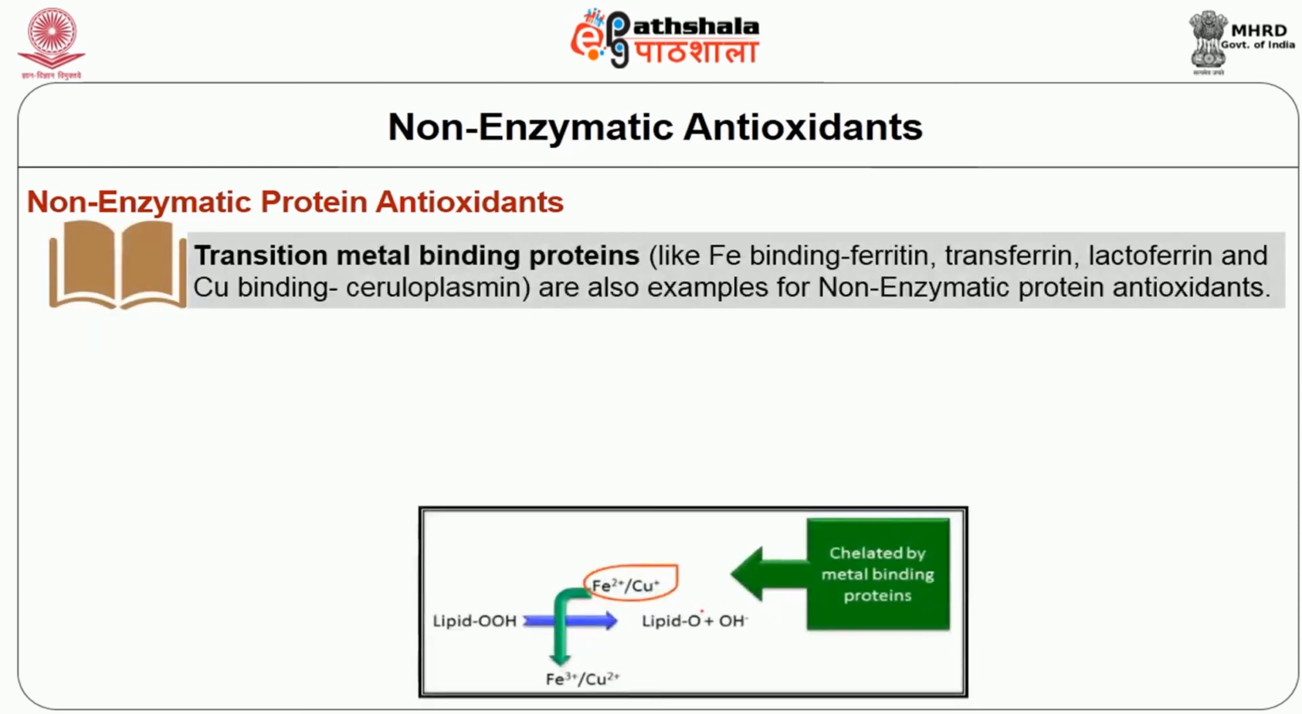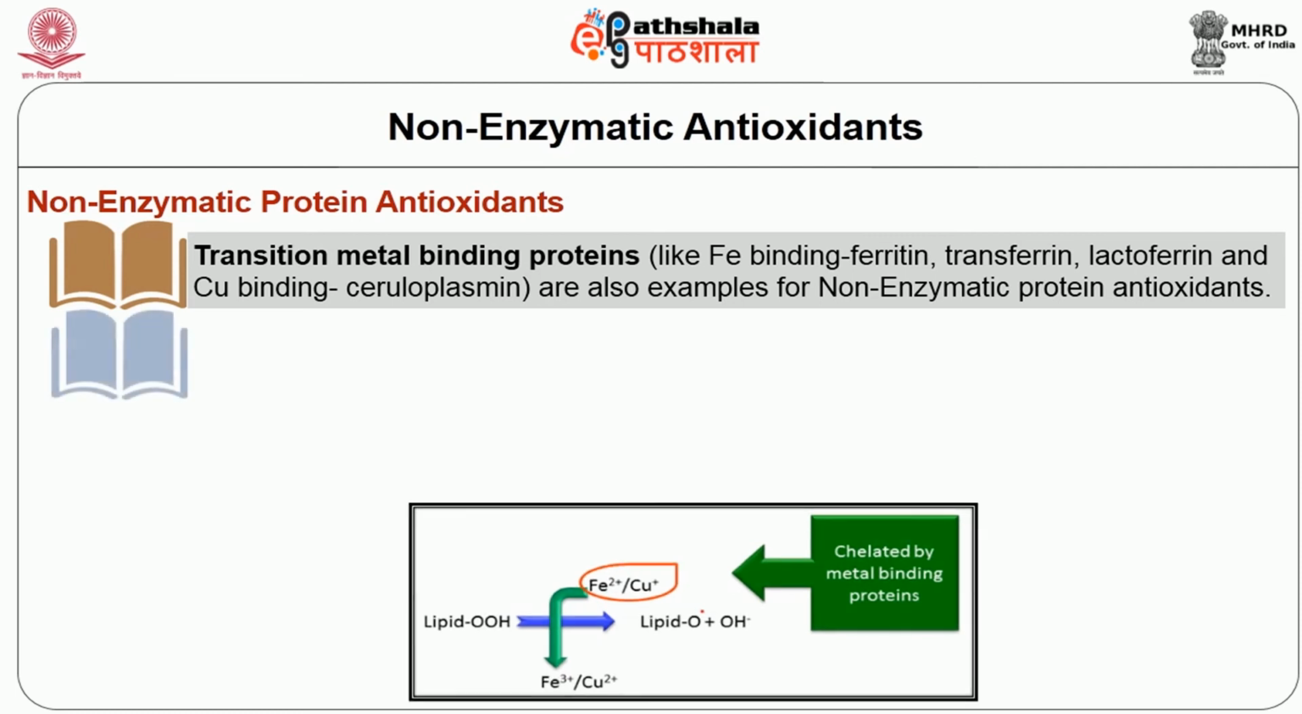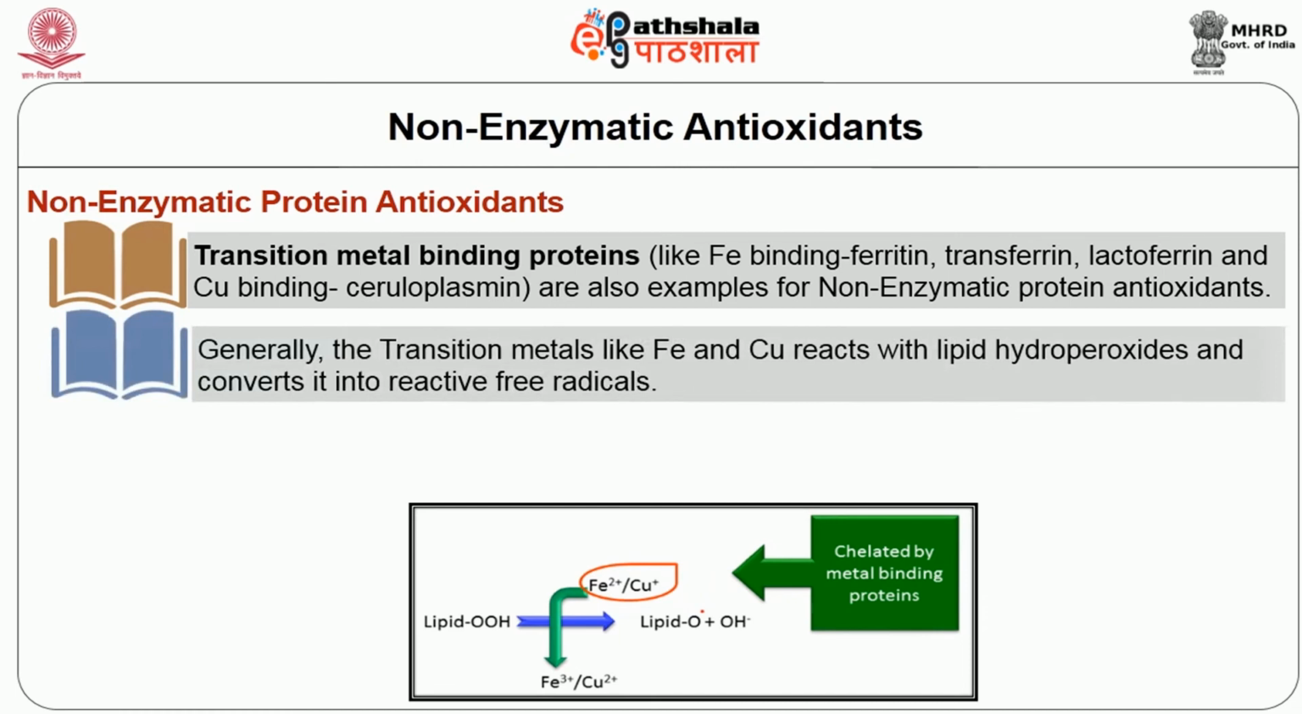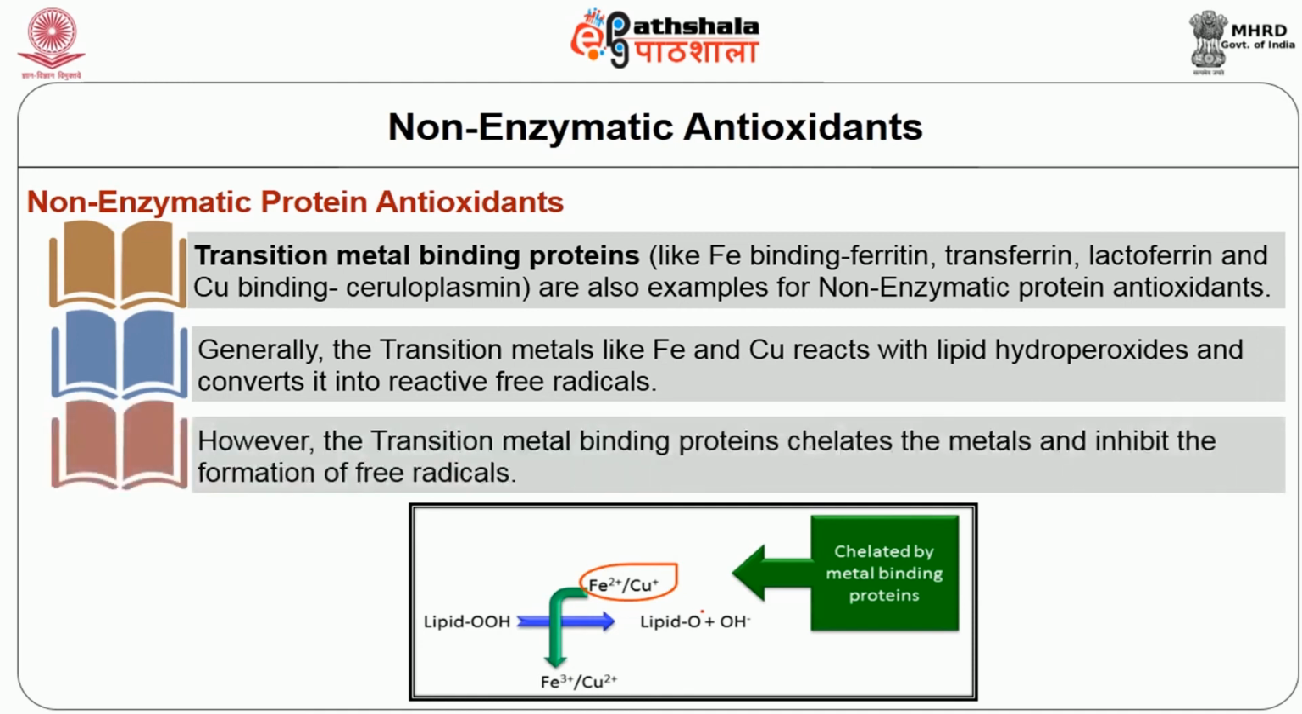Transition metal binding proteins like iron binding ferritin, transferrin, lactoferrin, and copper binding ceruloplasmin are also examples for non-enzymatic protein antioxidants. Generally, the transition metals like iron and copper react with lipid hydroperoxides and convert them into reactive free radicals. However, the transition metal binding proteins chelate the metals and inhibit the formation of free radicals.